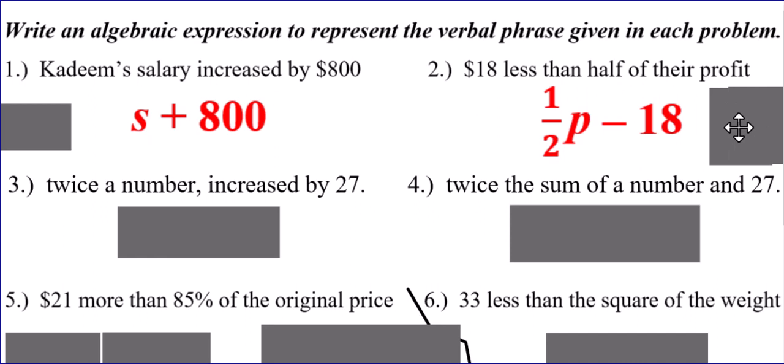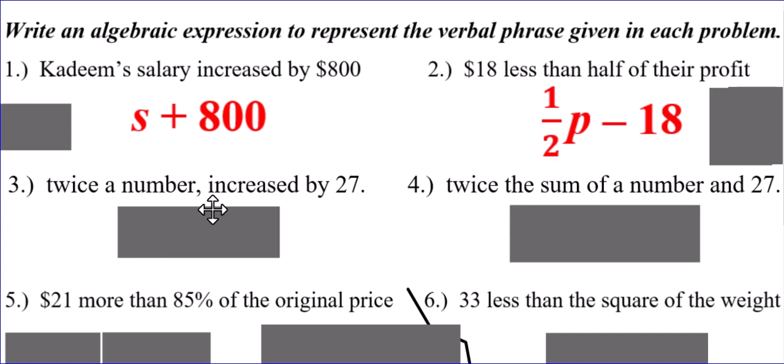So again, notice how in number 2 the order is switched. That's only going to happen when you have a subtraction phrase that includes the word than. It could be less than, fewer than, shorter than, smaller than, younger than. I could go on and on. But if it's a subtraction phrase that includes the word than, then the order switches.